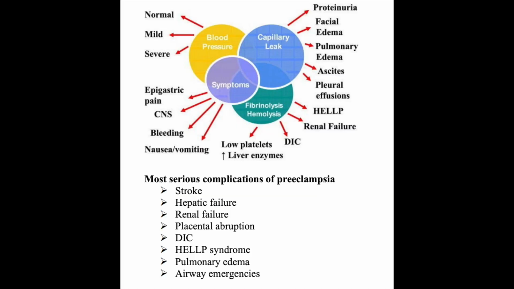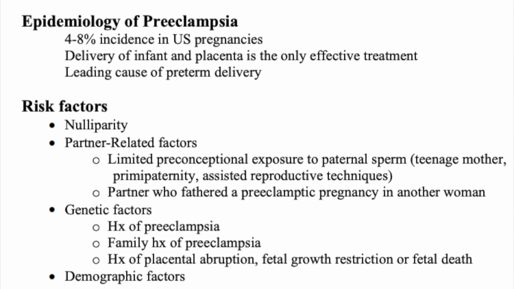Some of the most serious complications of preeclampsia include stroke, hepatic failure, renal failure, placental abruption, DIC, HELLP syndrome, which we'll talk a little bit about later, as well as severe pulmonary edema and airway emergencies. So the incidence of preeclampsia in the United States is somewhere between 4 and 8%. And again, like I said before, it is the leading cause of preterm labor and delivery. And delivery of the infant and the placenta is the only effective treatment or cure, if you will, of preeclampsia.